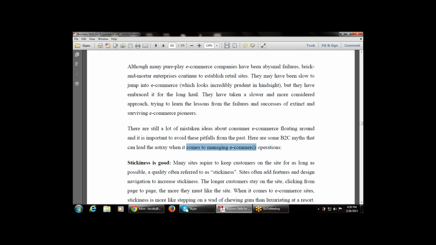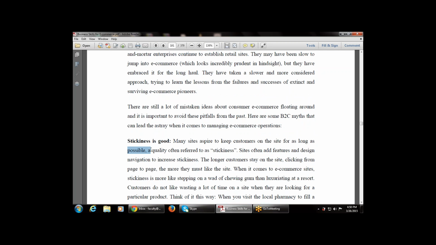The first one is that stickiness is good. Many sites aspire to keep customers on the site for as long as possible. This quality is often referred to as stickiness, meaning sticking to one object. Sites add features and design navigation to increase stickiness. The longer customers stay on the site, clicking from page to page, the more they are assumed to like the site.